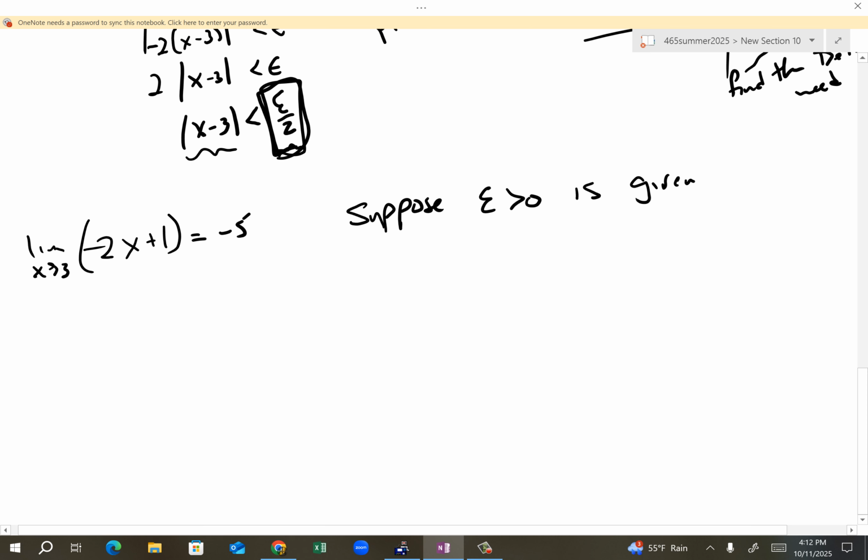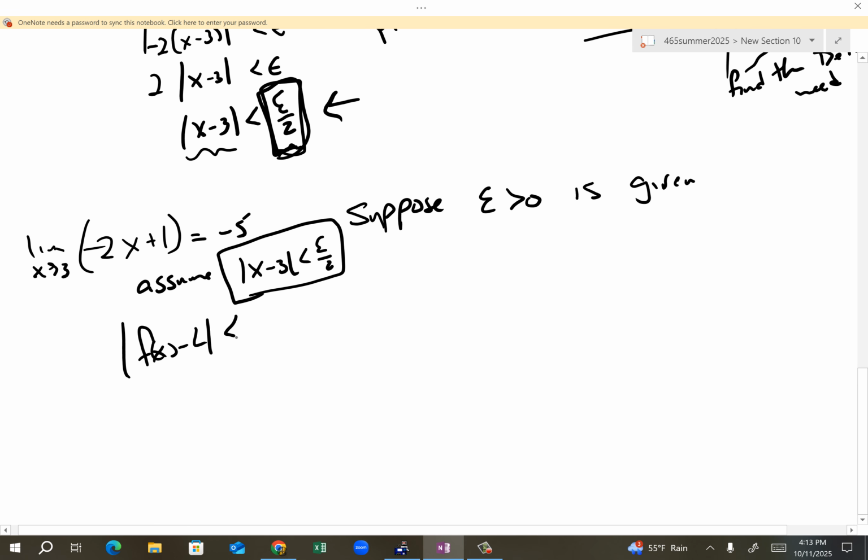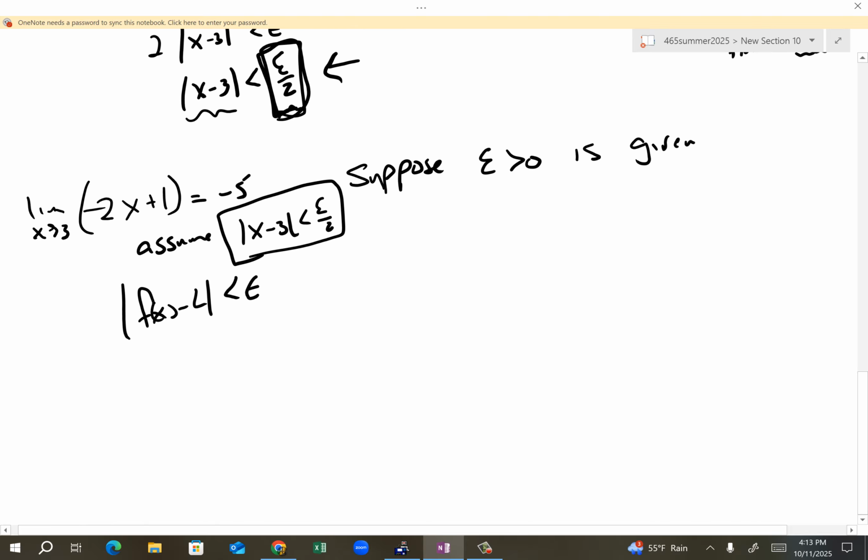Okay, so we are going to assume that this is less than some epsilon over 2. Now, why did I do that? Well, I got that from up here, yes? We're going to assume that that's true, okay? So if we run back through the whole thing again, we say that the absolute value of f of x minus L has to be less than epsilon. That's what we're saying.